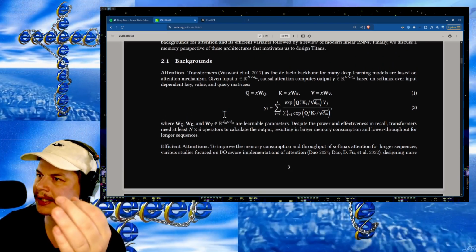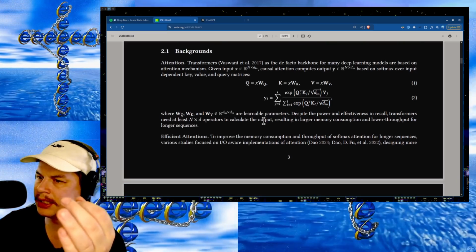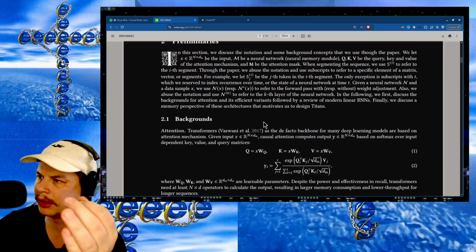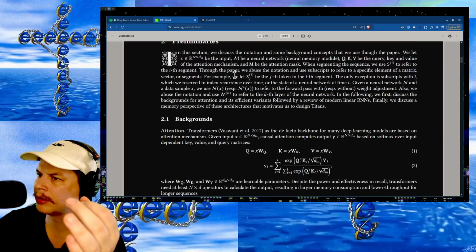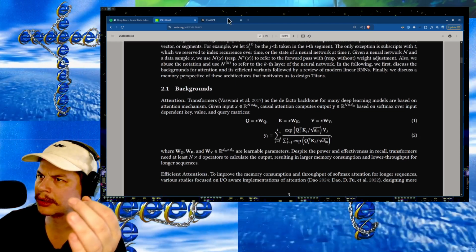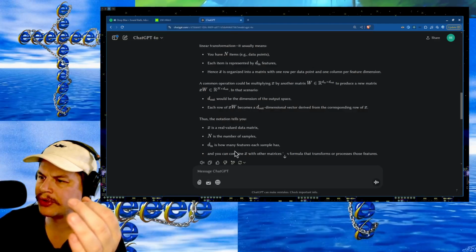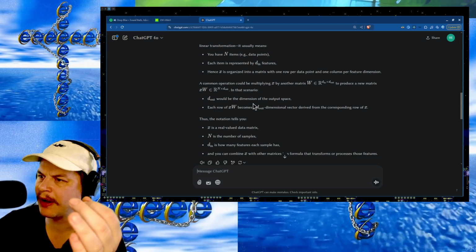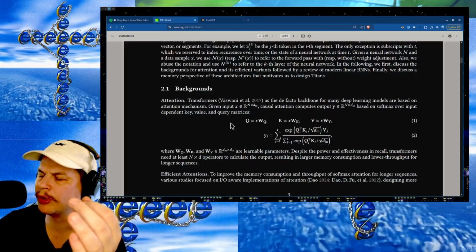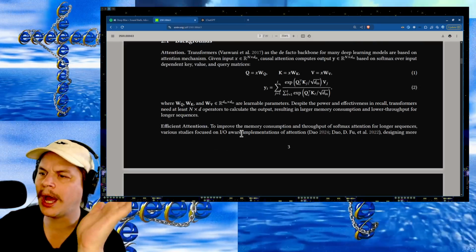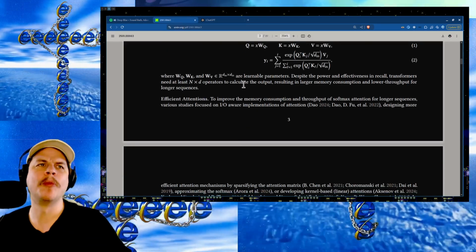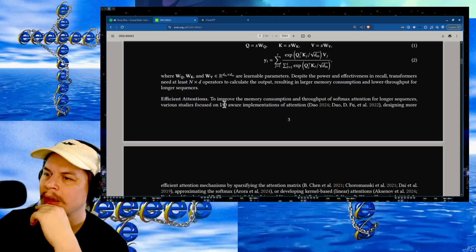What is d in this case? Well, they were saying d_out earlier. Well, there's d_in, how many features each sample has, but d_out would be the dimension of the output space. I don't know. We almost understood something.